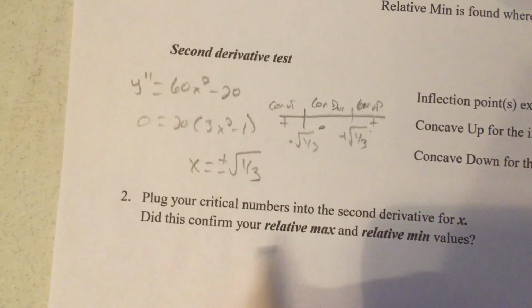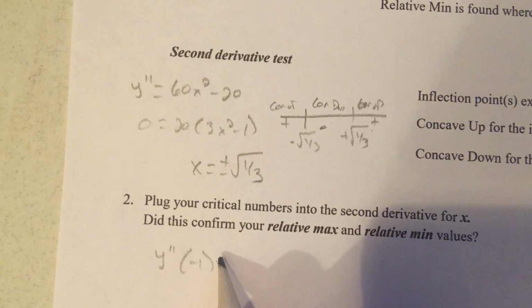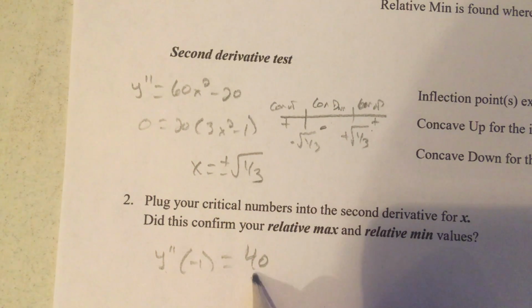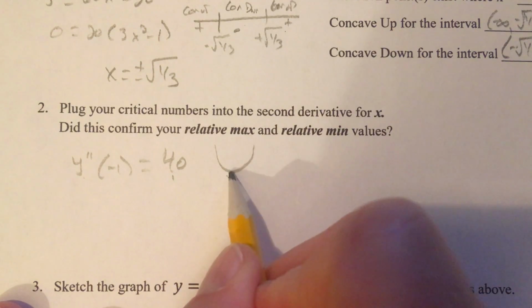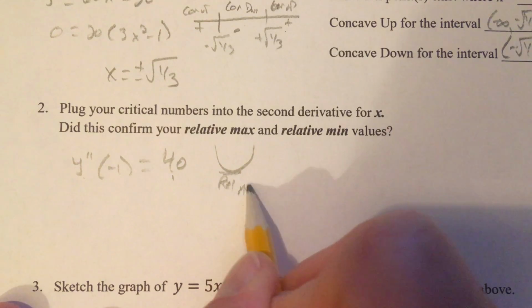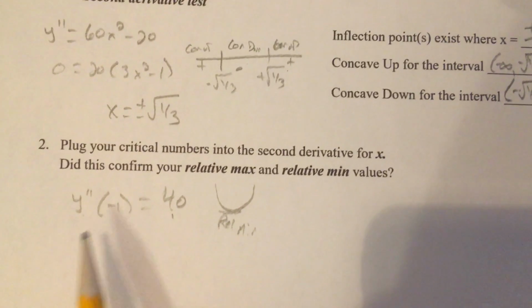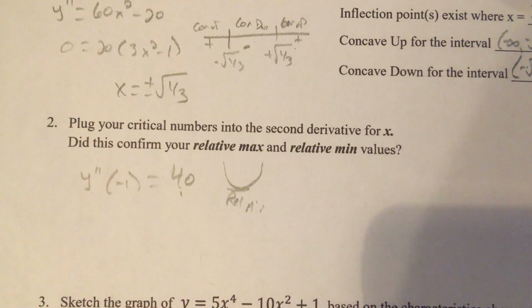It says plug in your critical numbers in the second derivative. Does this confirm? What this means is that if you were to put, say, negative 1 into the second derivative, we'll get 60 times negative 1 squared minus 20. That's 40, which is positive. That means at that critical point, the function is concave up, which means that should be a relative minimum. And that's exactly what we had. And you could do that for each of the other ones, and you should have the concavity match whether it's a maximum or a minimum based on that answer.